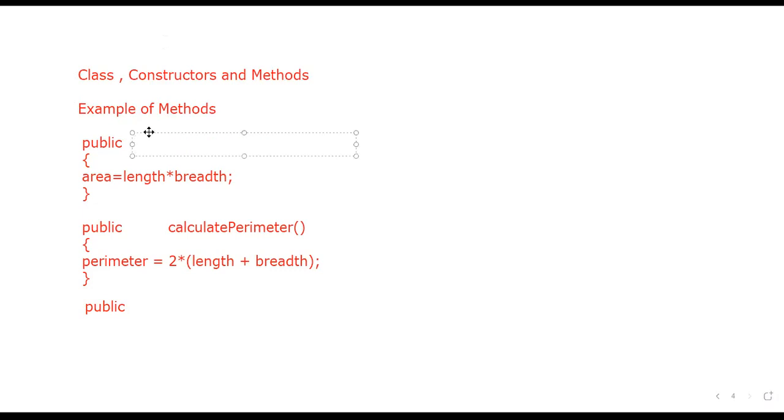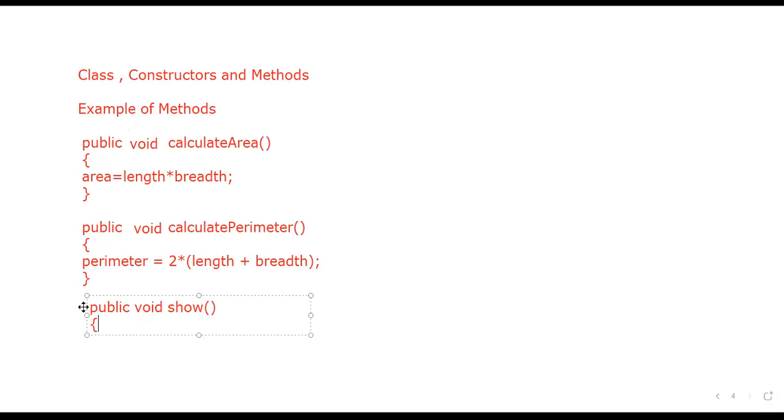ठीक है, अभी मैं लिखूंगी पब्लिक void. ठीक है, और public void calculate area, and here I'll write public void calculate perimeter, and here I'll write public void show. ठीक है ना, ये मैंने तीसरा मेथड बनाया है, public void show. Yeah, this is one method.